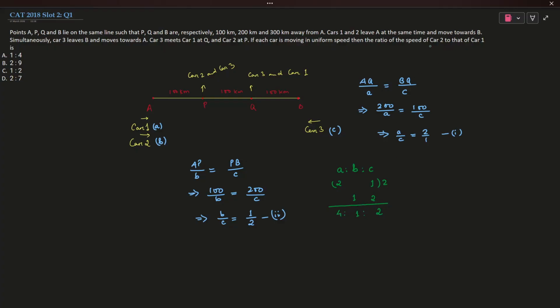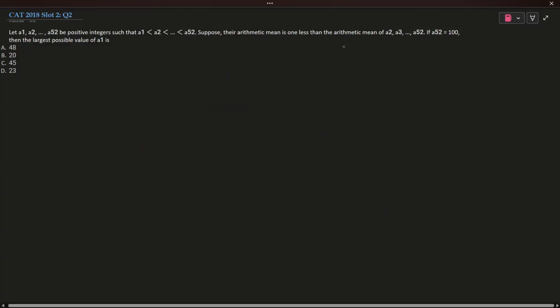I need to find the ratio of the speed of car 2 to that of car 1. That means I need to find B by A. So B by A is 1 is to 4, that is 1 by 4. So the correct answer will be option A, guys. Very simple question. Let's move on to the next question.